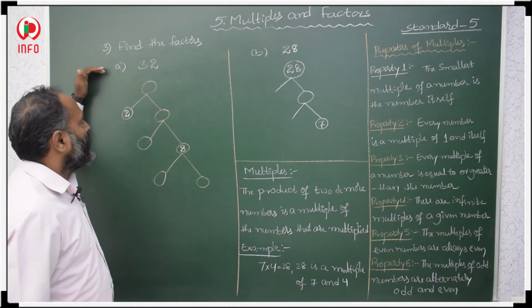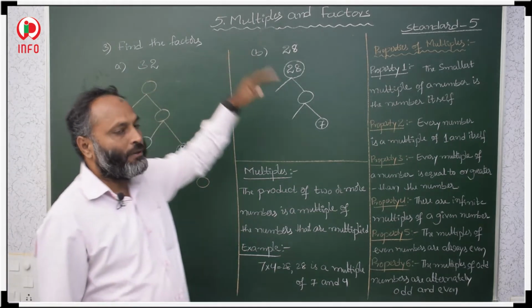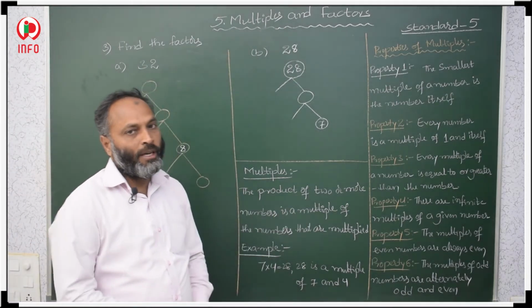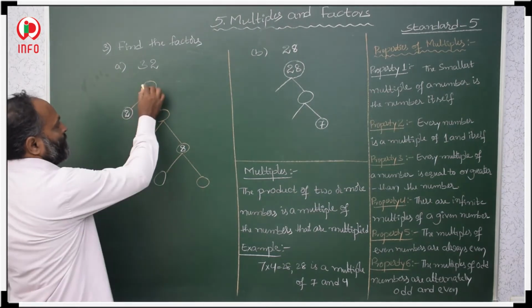Okay, next question, find the factors. Here two numbers were given, that is 32 and 28. We have to find the factors of 32 and 28. First here 32, so we have to write 32 here.